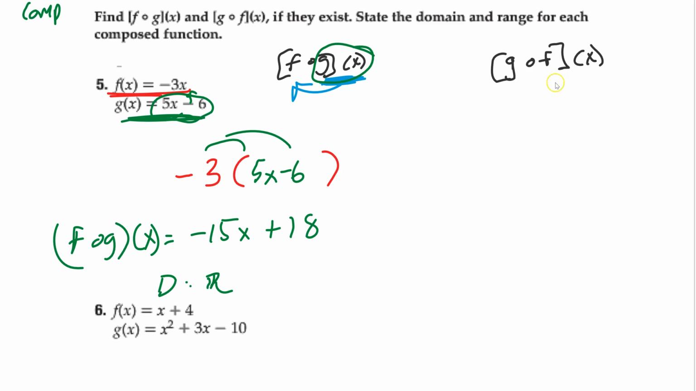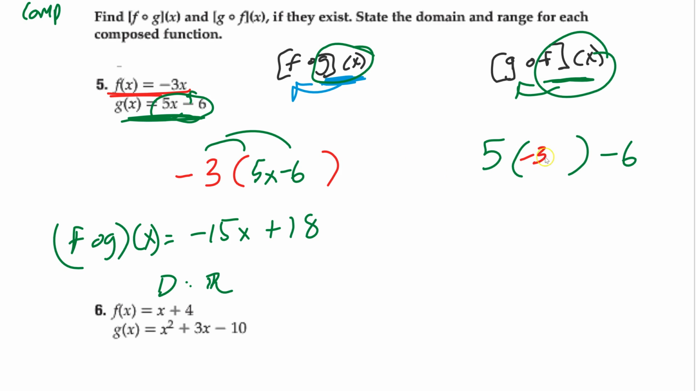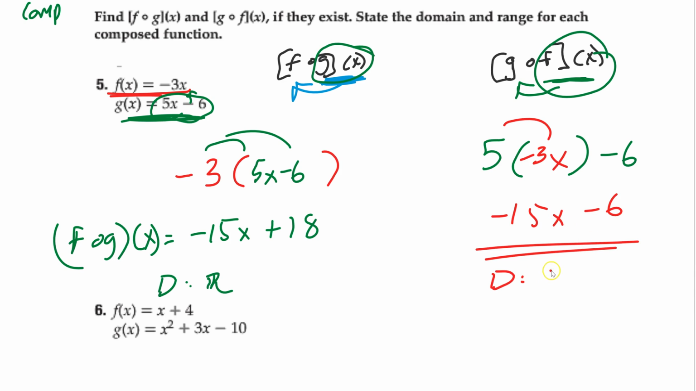Next one, same idea. We're going to plug f into g. So I can figure out what g is. g is this thing, so write it: 5 times something minus 6. And then we're going to plug the f function into there. My f function is -3x, so just plug in -3x, distribute, -15x minus 6, and that's it. Again, domain: no fraction, no square root, all real numbers. So you can plug anything you want there. That's how we do f of g of x and g of f of x.